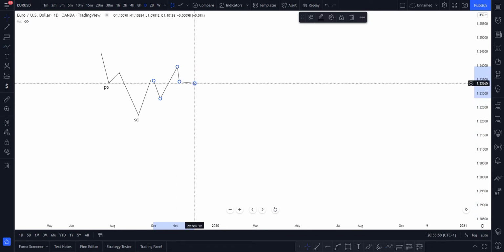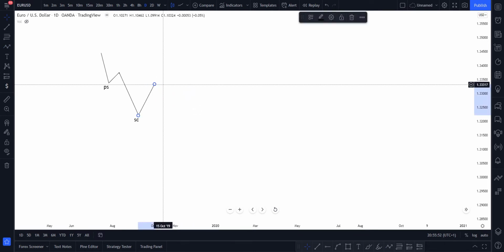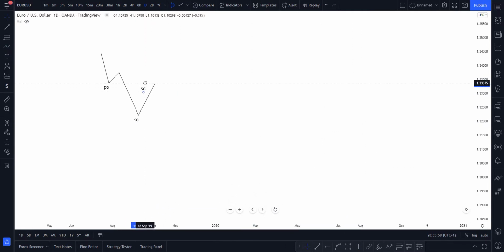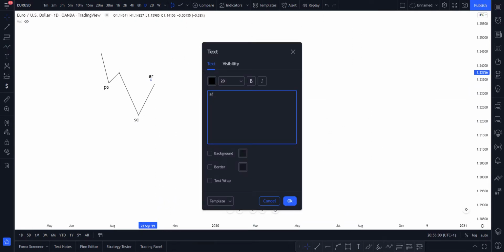Or the market can just continue to push to the downside after we had the AR. I'm just gonna mark this up right here. So this is the AR, as I said.